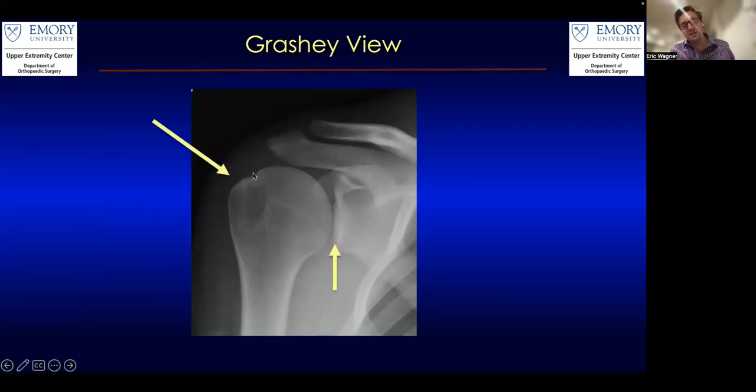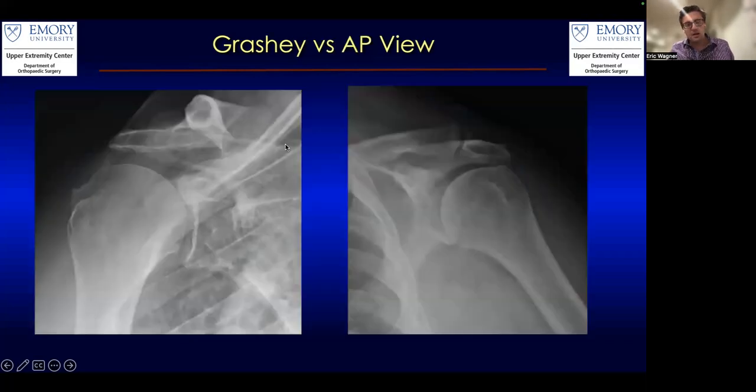In this case, you can see the tuberosity, so this is where the rotator cuff inserts. This is the articular surface. And this is the edge of the acromion right here. The acromion is actually a posterior structure, so it's not down here. This is the edge up here.